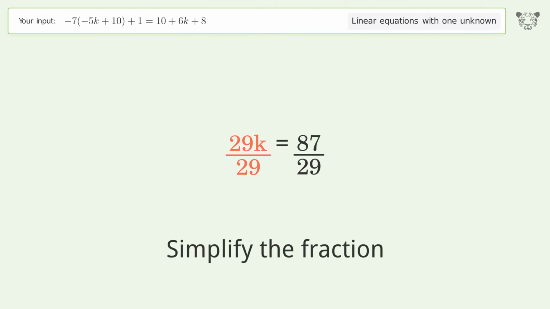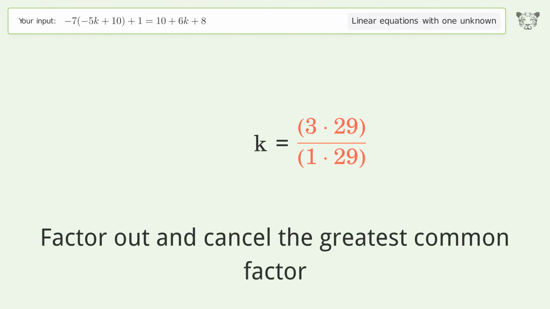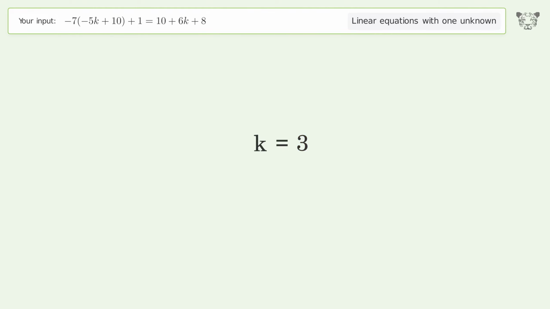Simplify the fraction. Find the greatest common factor of the numerator and denominator. Factor out and cancel the greatest common factor. And so the final result is k equals 3.